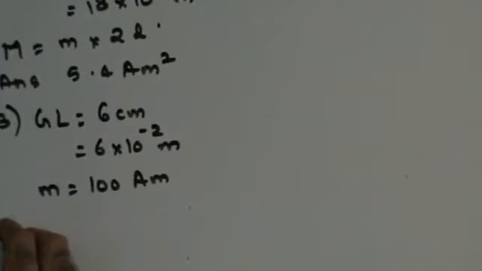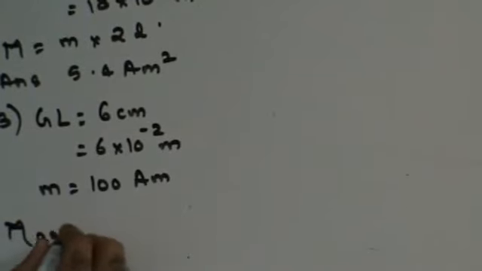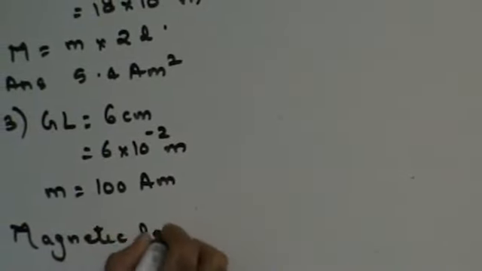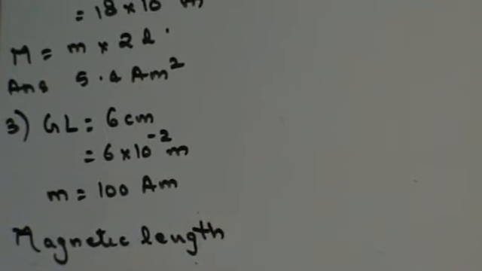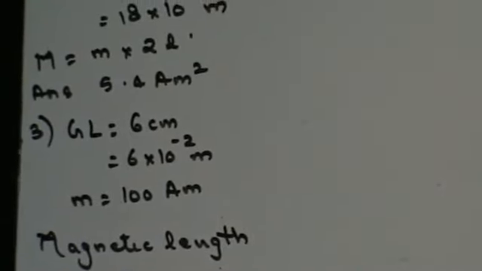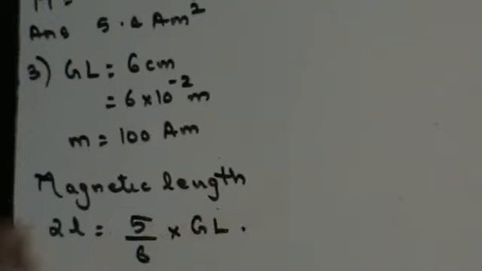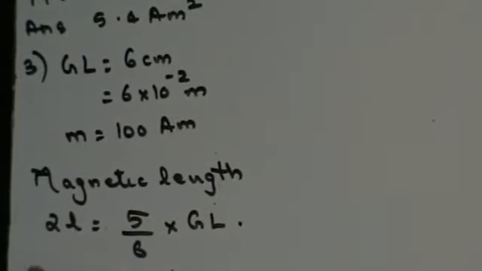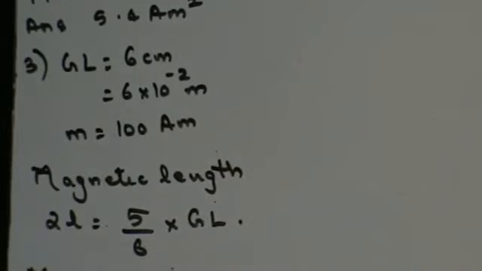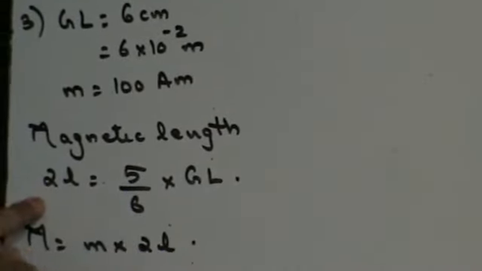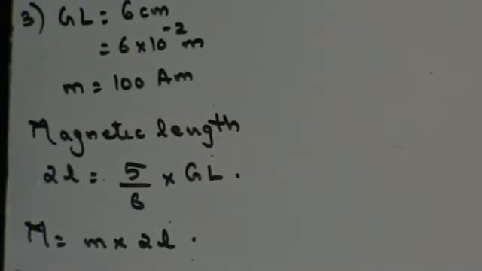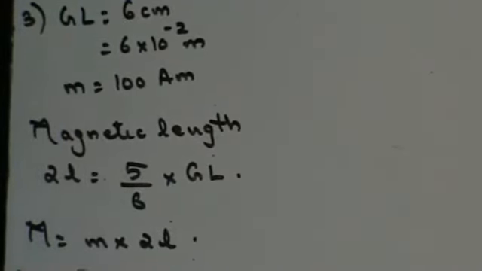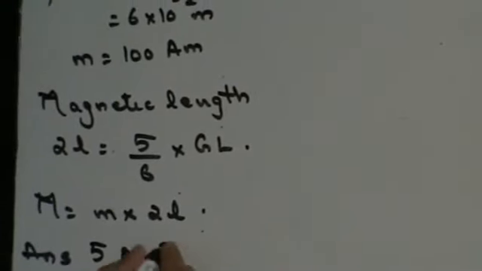First, let's find out the magnetic length. Magnetic length 2l is given by the formula 5/6 into geometric length. You know the geometric length, so you come to know magnetic length. Magnetic moment is pole strength into magnetic length. Pole strength is given to you, straight multiplication. The answer for this sum should be 5 ampere meter square.